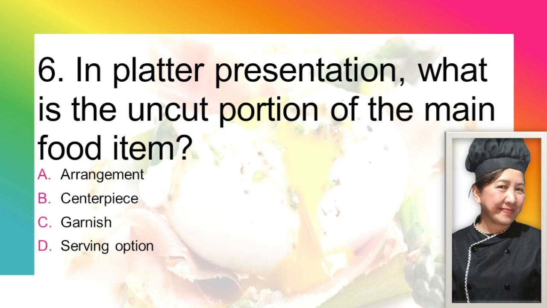Number 6. In platter presentation, what is the uncut portion of the main food item? Letter A. Arrangement. Letter B. Centerpiece. Letter C. Garnish. And letter D. Serving option.